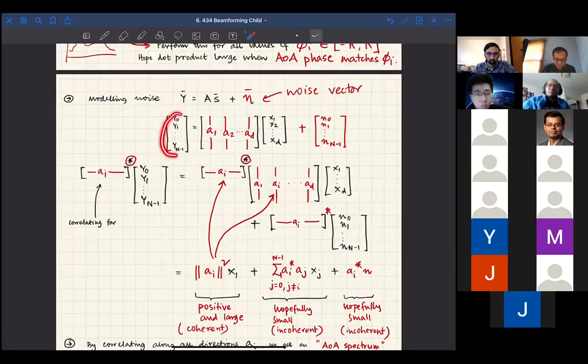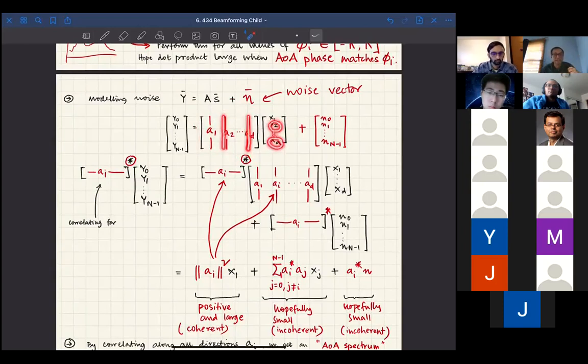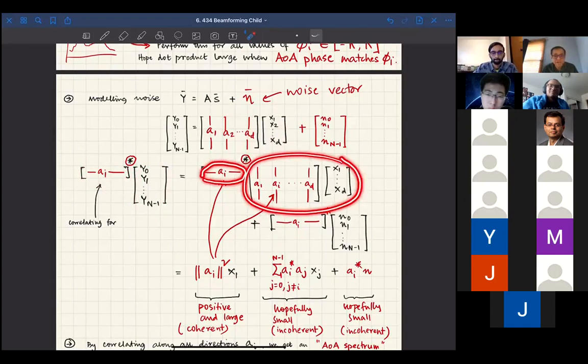The received signal is different AOA directions multiplied by each of the source signals. This multiplication is nothing but x1 times a1, where a1 is one particular direction from which the signal is coming, plus x2 times a2, and so on up to xd times ad. What you're trying to do is multiply different values of ai with your received signal, which is the same as this matrix multiplication.